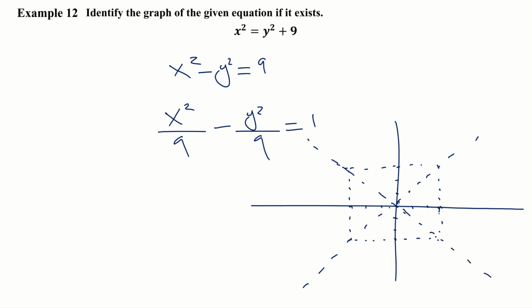All right, so because the x squared is the positive term, I know that the vertices are going to be at these points on the fundamental rectangle. And then I quickly draw my hyperbola like that. Of course, you know, it looks much nicer than that, but there you go.